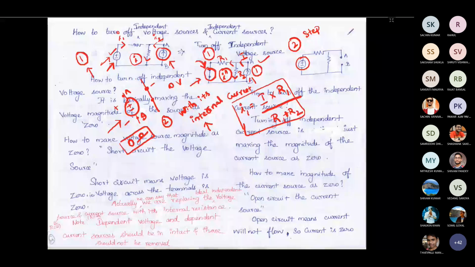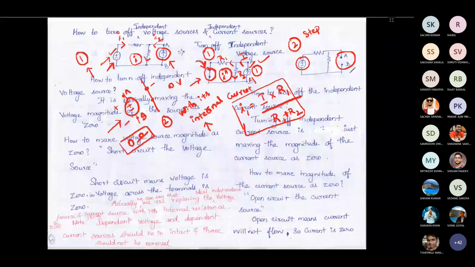So if you want to make that current as 0, then obviously you have to open circuit it. That is one way of saying. If you want to make the current as 0, you have to do the open circuit. If you want to make the voltage as 0, you have to short circuit it. So here we want to make this current source magnitude as 0. We have made it as open circuit.